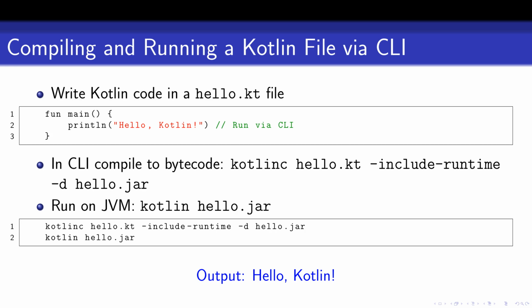Compiling and running a Kotlin file via the command line is a practical skill for developers. You write your code in a file like hello.kt, compile it to a jar file using the kotlinc command, and run it on the JVM with the kotlin command. The example code prints "Hello, Kotlin" to the console, and this CLI approach is great for scripting or automating builds in Android development pipelines.